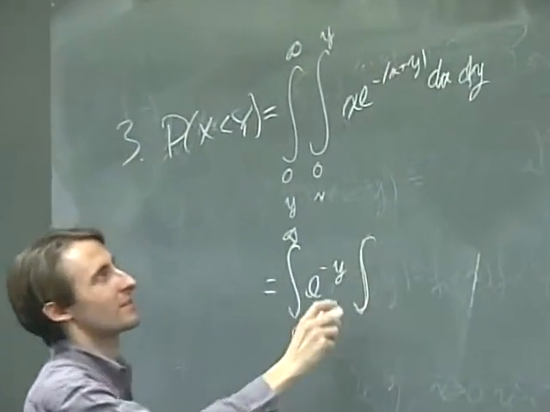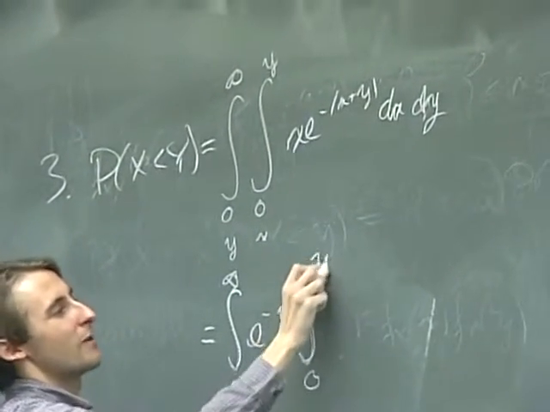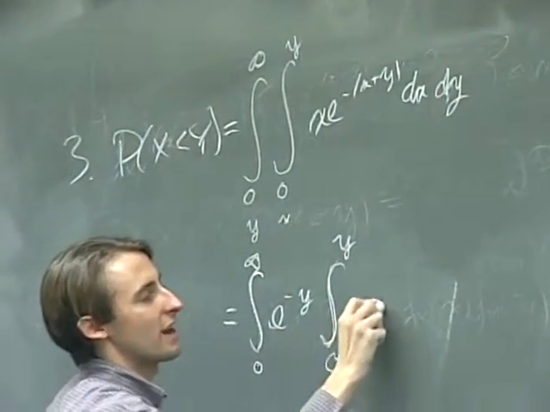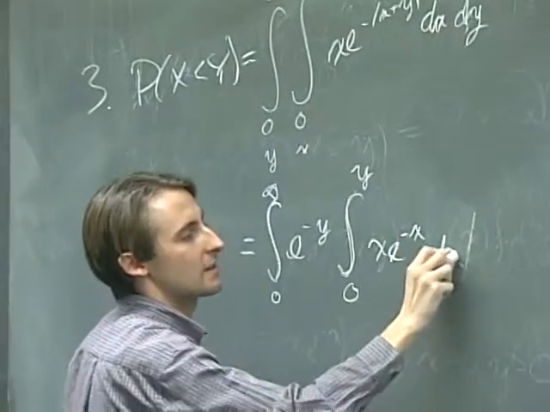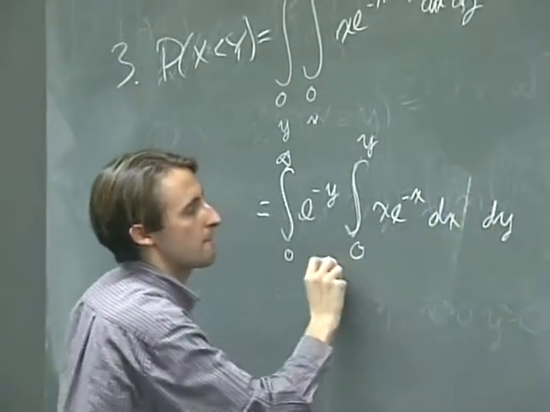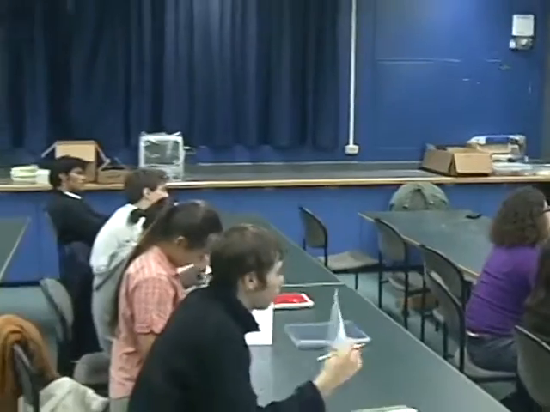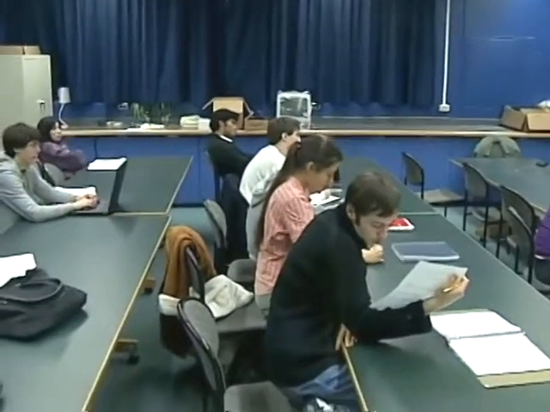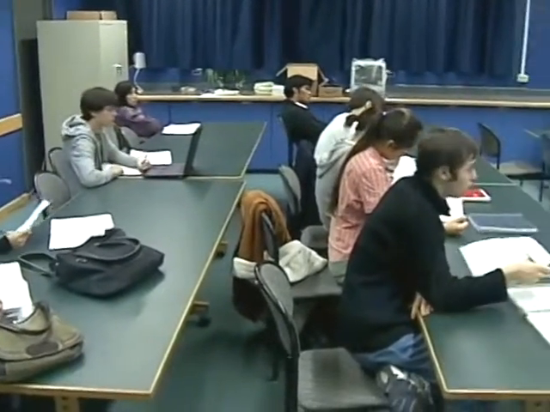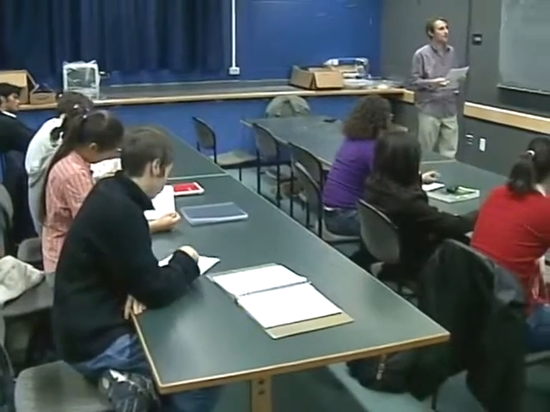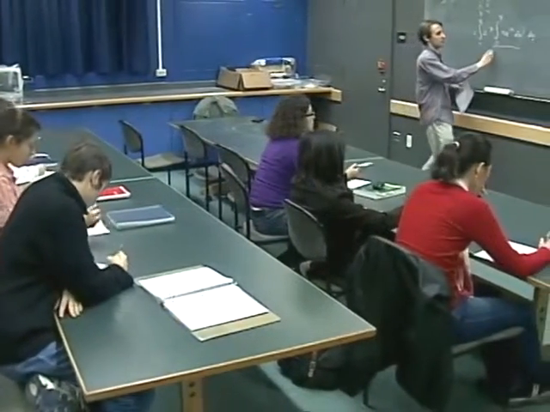Oh, another one of those. 0 to y of x e to the negative x dx dy. This piece, well, we should have evaluated before. What do you get for the inner piece? 1 minus y plus 1 e to the minus y. That sounds right.